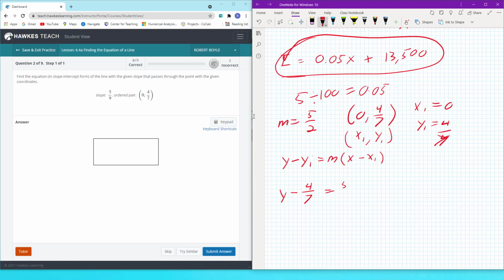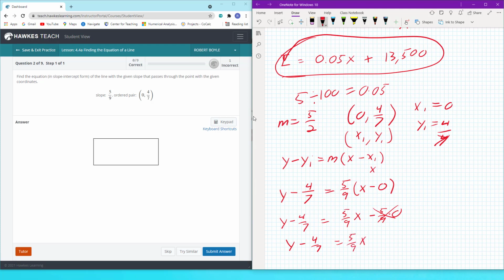That's going to be equal to 5/9 times x minus x1, which is 0. Well, x minus 0 is just simply x. So we can write this as y minus 4/7 is equal to 5/9 x. Because we could distribute this, we would also have 5/9 times 0. However, this is just 0, so now we're going to have y minus 4/7 is equal to 5/9 times x.